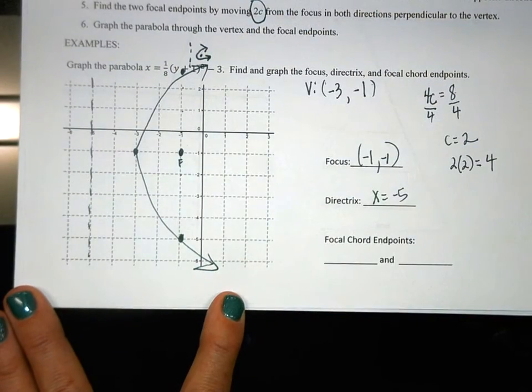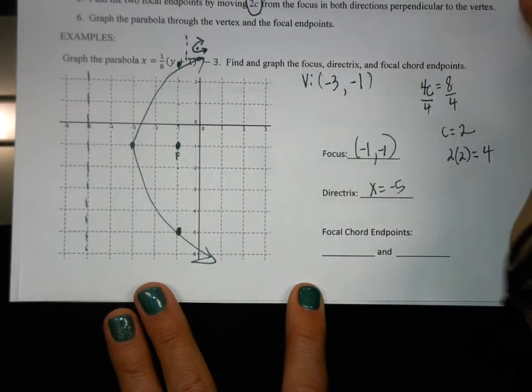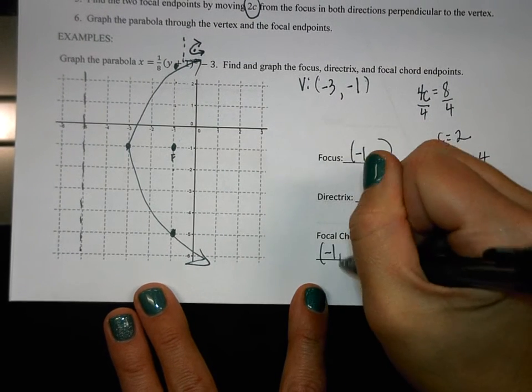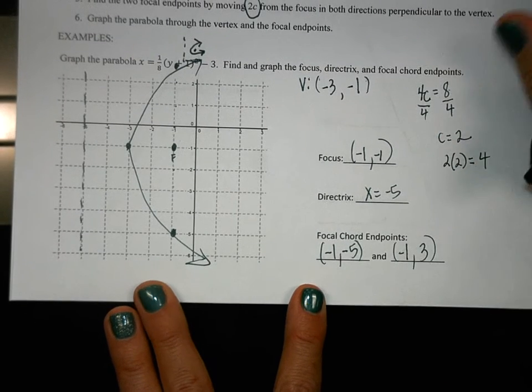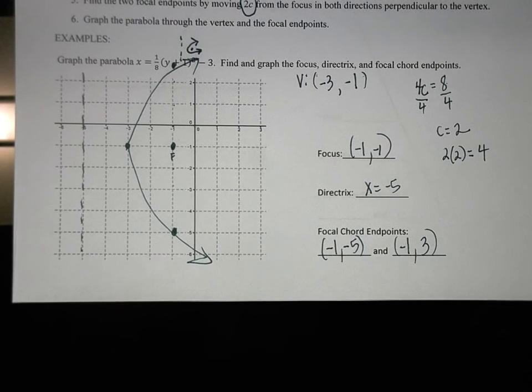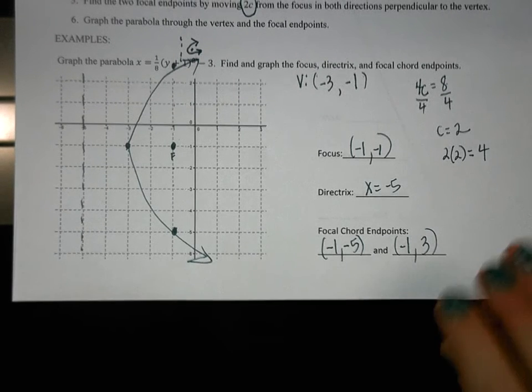And then we just need to write our focal chord endpoints. So what are those values? -1, -5, and -1, +3, right? Yeah. Perfect. Okay, do we have any questions there or anything that's a little bit confusing? Even though it's x equals, does that make sense for the vertex and all that stuff? This is what we're doing already, except we were starting at 0, 0 every time. So the difference now is we're not starting at 0, 0. That's it. I know, it's crazy.